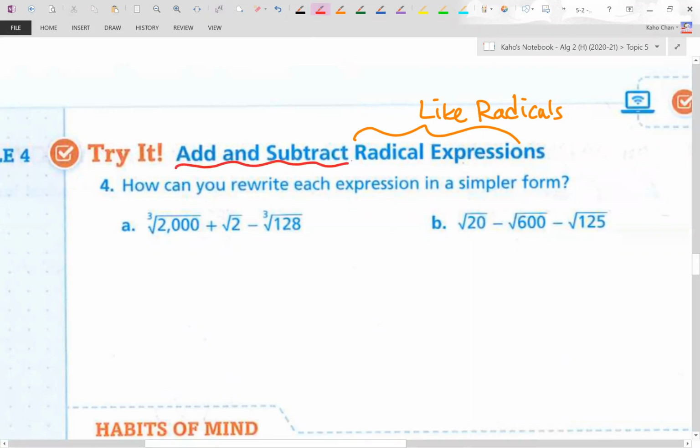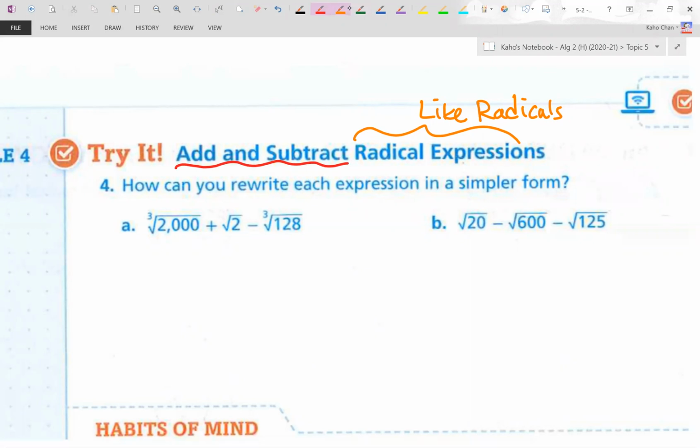Right now, clearly 4a and 4b do not have like radicals. In fact, I am going to go ahead and do b first. It's a lot easier, I think. Break down each of those radicands, the numbers underneath the radical.